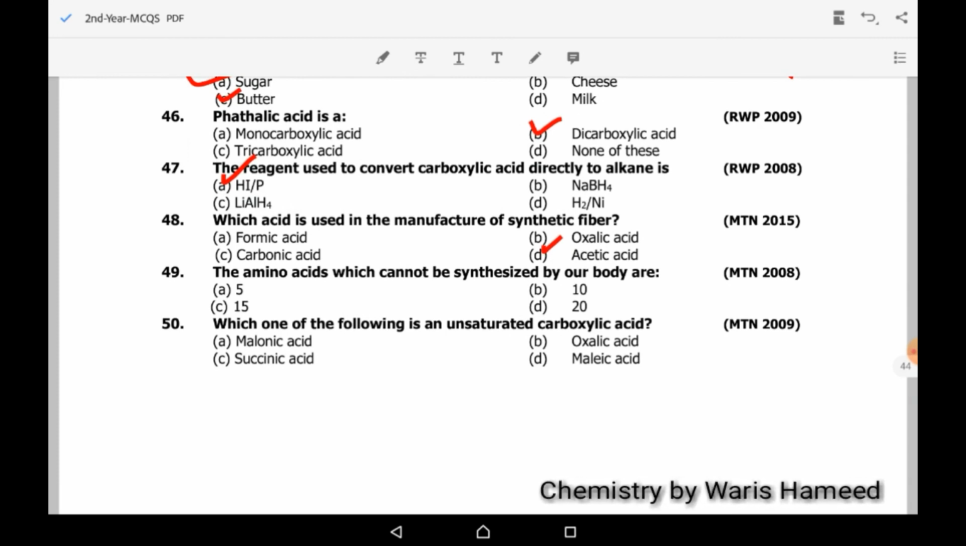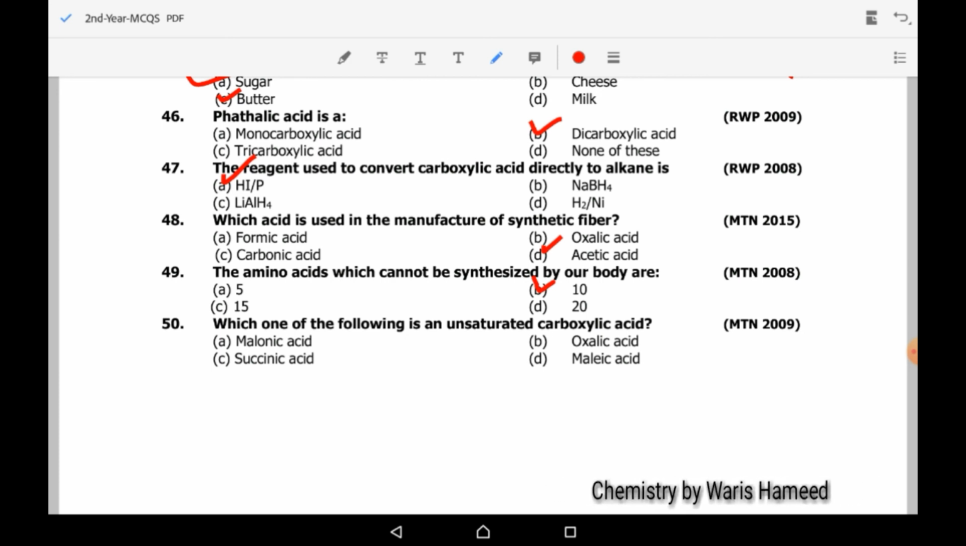The amino acids which cannot be synthesized by our body are. These are 10 in numbers. We know that almost 20 amino acids are used for protein synthesis, and among those amino acids, 10 are the essential amino acids and 10 are the non-essential.